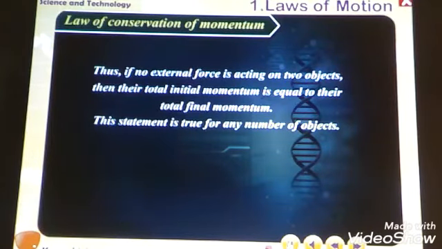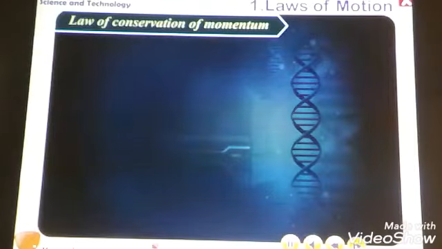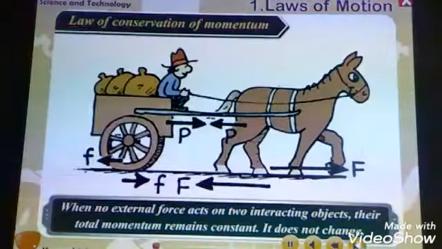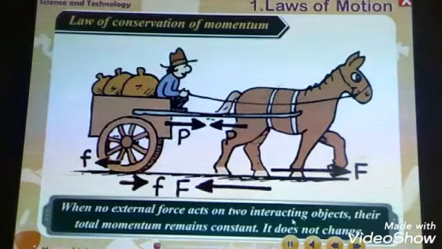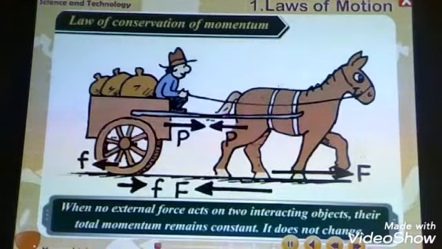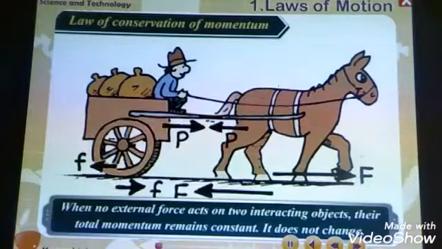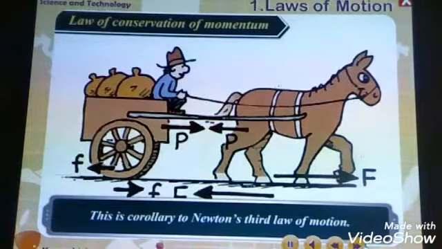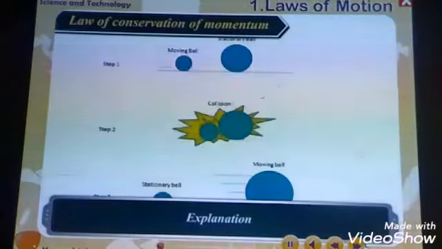Thus, if no external force is acting on two objects, then their total initial momentum is equal to their total final momentum. This statement is true for any number of objects. Therefore, when no external forces act on two interacting objects, the total momentum remains constant, it does not change. This is a corollary to Newton's third law of motion.